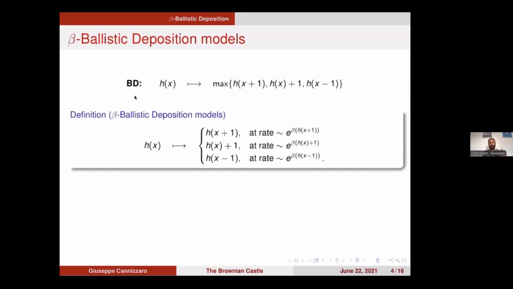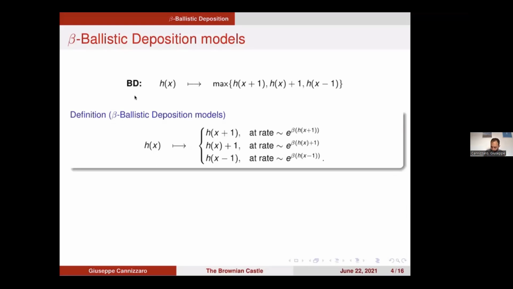And if the Poisson clock rings at location x, then the height function takes one of these values according to a certain rate, which depends on beta and on the height function itself. And how do we pick these rates? Well, we pick them in the way which is written here, but we want to pick them in such a way that the maximum is favored, so that the same type of behavior should be observed for beta-ballistic deposition, for beta positive, and for ballistic deposition in general. And notice indeed that this is the case.